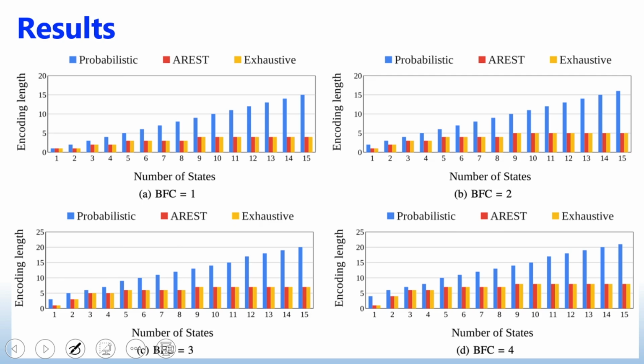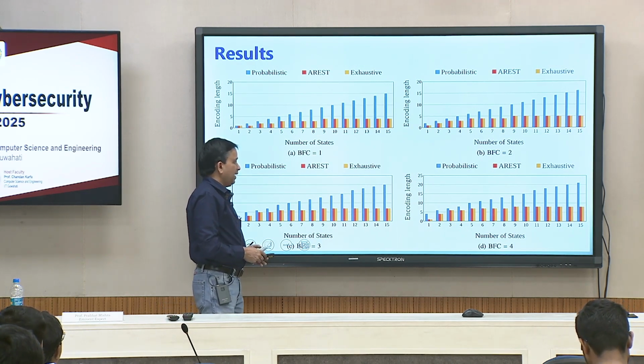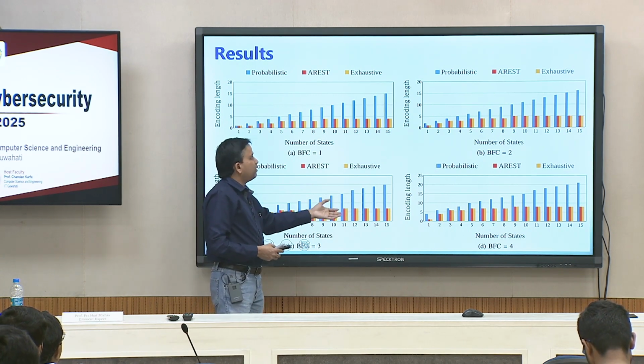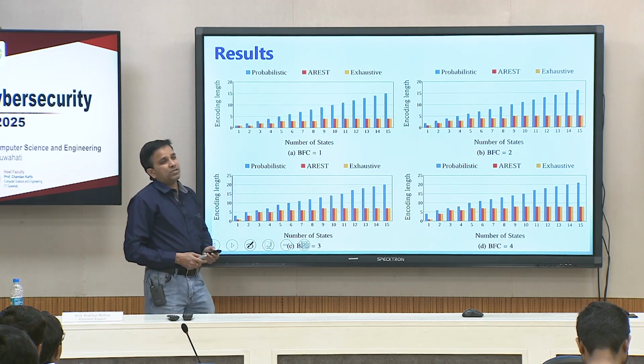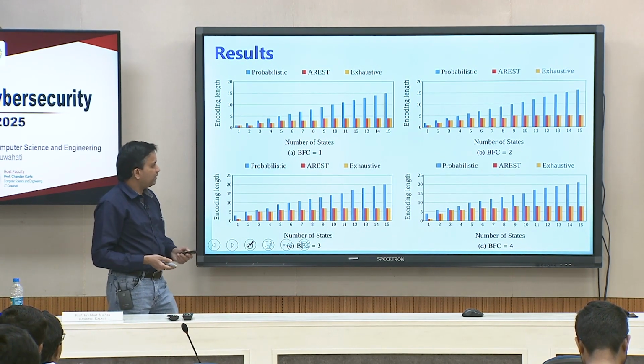And in terms of the encoding length, how many bits we needed given different numbers of states with different amounts of bit flipping capability or laser fault power: if you look at it, the probabilistic one actually does pretty badly, because it is a small capability, but our results closely match what exhaustive will find in terms of number of bits. It is just that exhaustive takes a long time to find it.